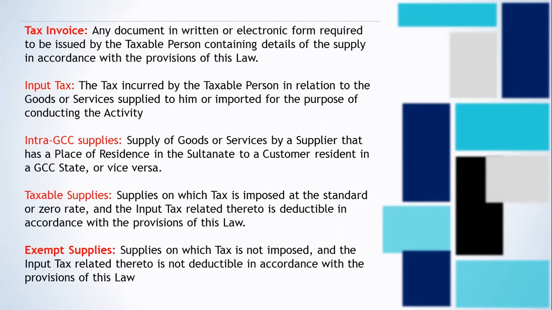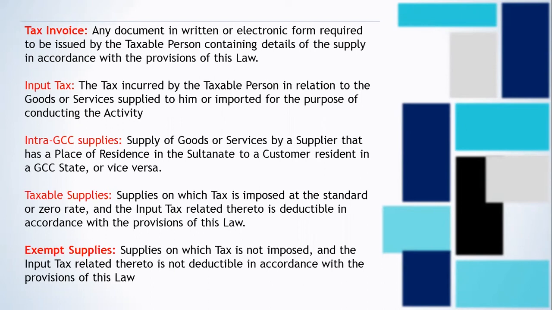So I'm reading again: the tax incurred by taxable person B in our example in relation to the goods or services supplied to him. So supplied to him by A, right? So this is the input tax credit, right?